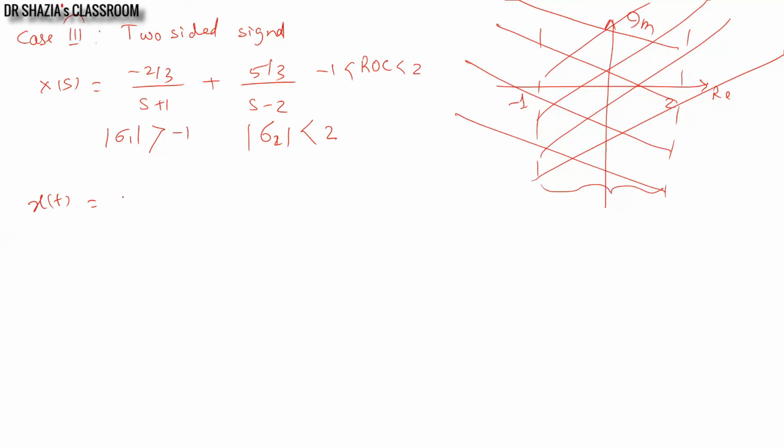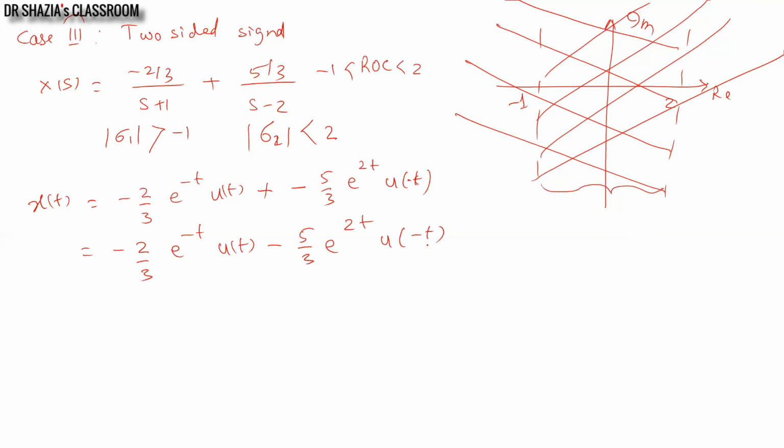The first one is the right side signal, so minus 2 by 3 e to the power minus t u of t, plus the second one, which is the left side signal, so minus 5 by 3 e to the power 2t u of minus t. So I am getting minus 2 by 3 e to the power minus t u of t minus 5 by 3 e to the power 2t u of minus t.